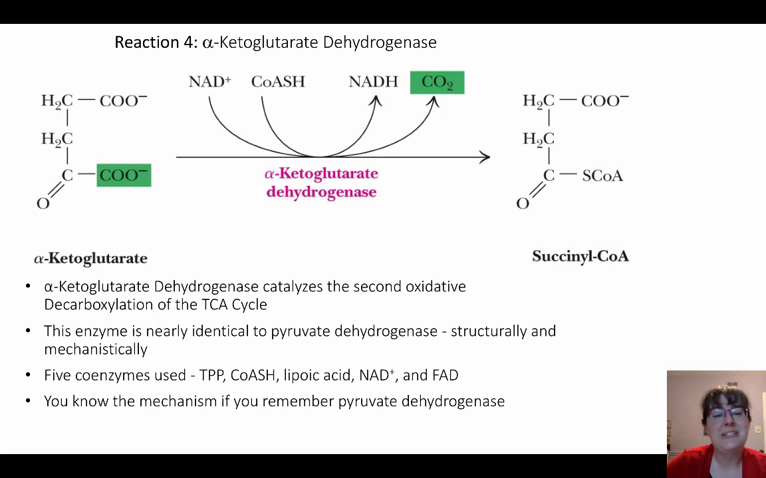This enzyme is nearly identical to pyruvate dehydrogenase, both structurally and mechanistically. So if you'll notice, we again have 5 different coenzymes: thiamine pyrophosphate, coenzyme A, lipoic acid, FAD, NAD+. So we have those same 5 coenzymes, and it's also having a dehydrogenase reaction. It's the same thing. So this actually has the exact same mechanism as pyruvate dehydrogenase.